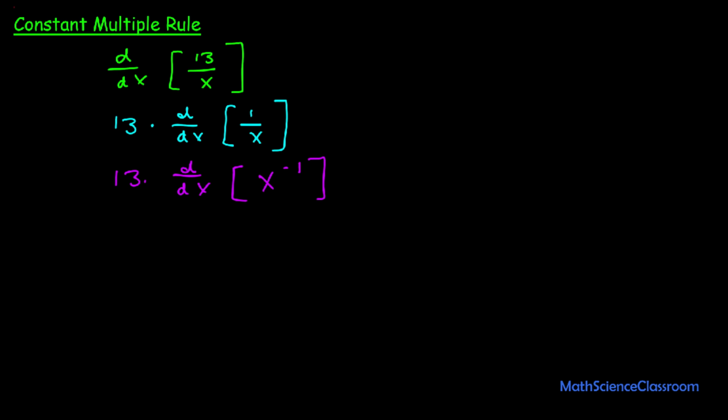Now we apply the power rule. So 13 times negative 1 times x to the negative 1 minus 1. So we solve. So we have negative 13x to the negative second, and then to get rid of the negative exponent we have negative 13 over x squared, and that is our final answer.